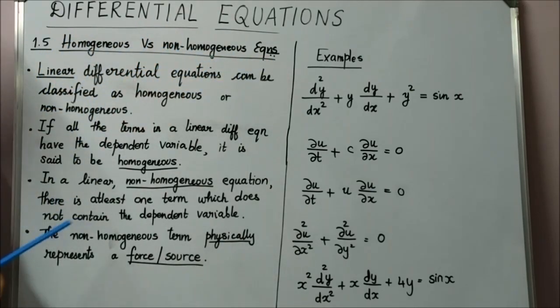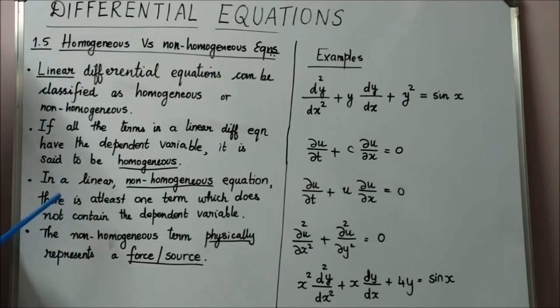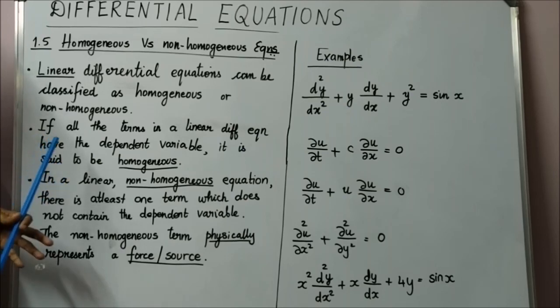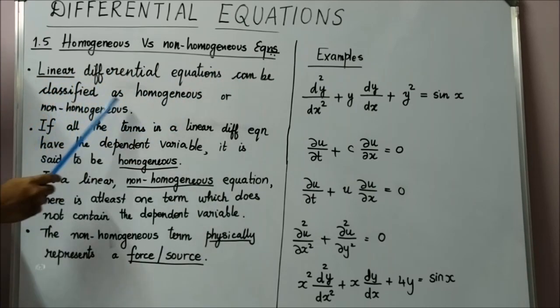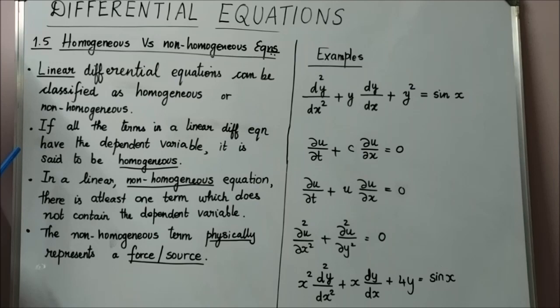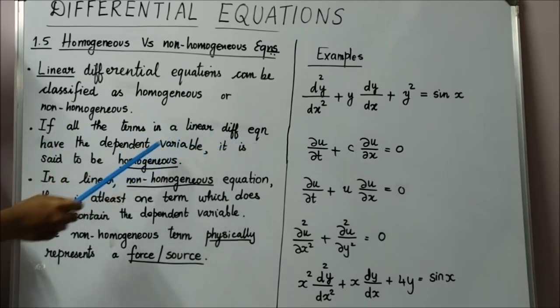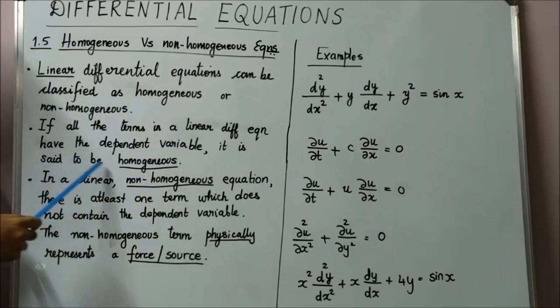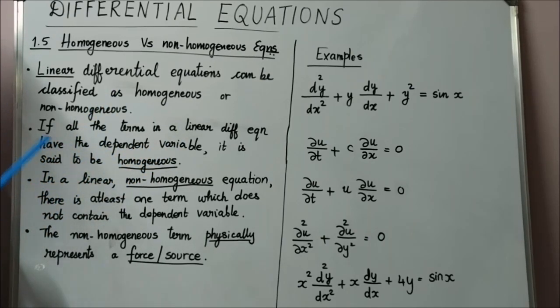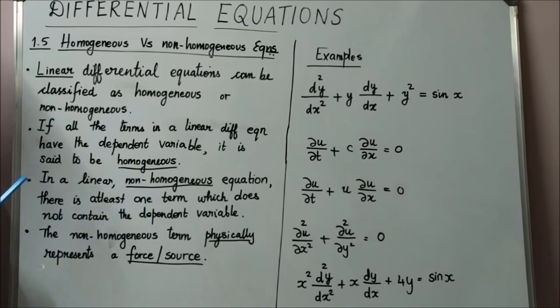Homogeneous versus non-homogeneous equations. This classification is relevant only for linear equations. If a differential equation is non-linear, we'll not worry about whether it's homogeneous or non-homogeneous. This classification is specifically done for linear equations. So linear differential equations can be classified as being homogeneous or non-homogeneous. If all the terms in a linear differential equation have the dependent variable, then the equation is said to be homogeneous. Every term in the equation should have the presence of the dependent variable. Then you say it is homogeneous.